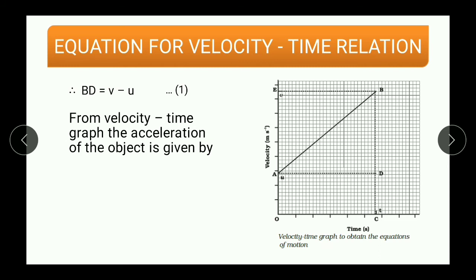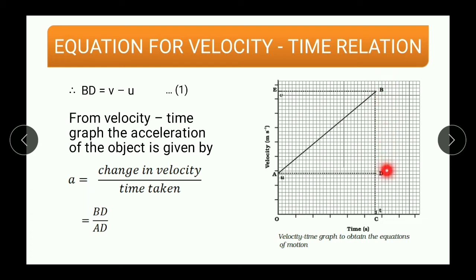From the velocity time graph, the acceleration of the object is given by A is equal to change in velocity upon time taken. That is the definition of acceleration. Acceleration is defined as rate of change of velocity with respect to time. So change in velocity upon time taken. So what is change in velocity? Change in velocity is BD, because BC is the final velocity and this DC or OA, which are the same, represents the initial velocity. So final velocity minus initial velocity is nothing but BD.